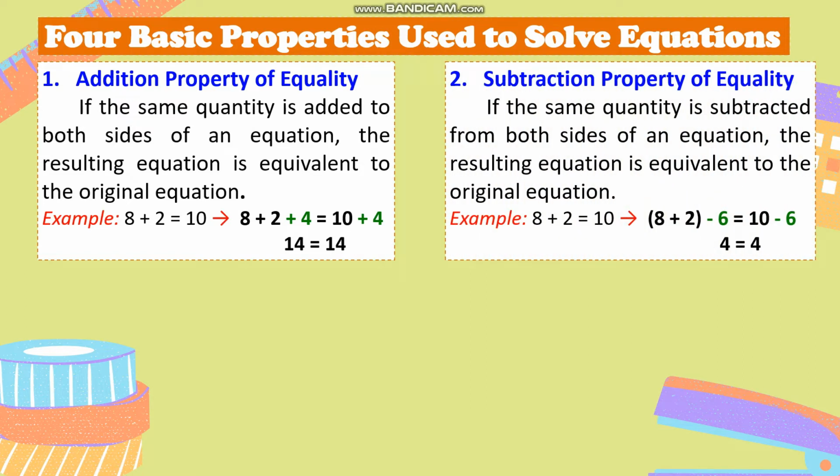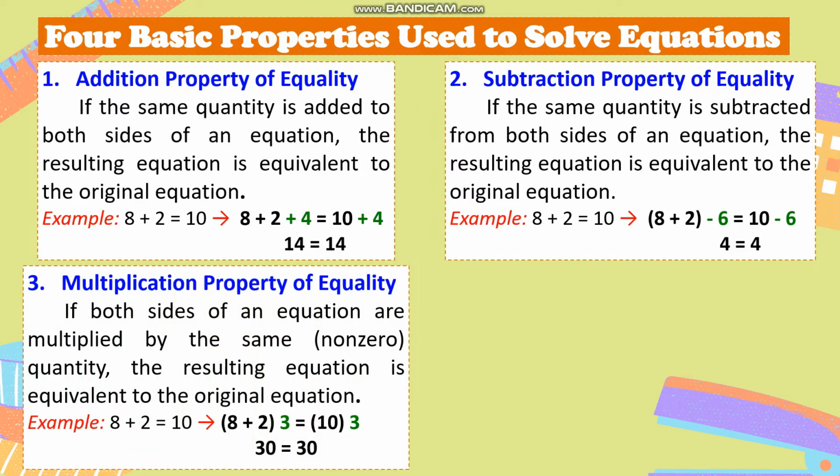Number 2. Subtraction property of equality. If the same quantity is subtracted from both sides of an equation, the resulting equation is equivalent to the original equation. Example: 8 plus 2 equals 10. Kapag nag-minus tayo sa both sides, magiging 8 plus 2 minus 6 equals 10 minus 6, or 4 equals 4.